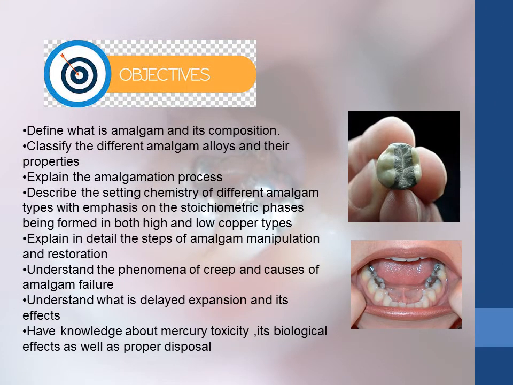So the objectives are to define what is amalgam and its composition, classify the different amalgam alloys and their properties, explain the amalgamation process, describe the setting chemistry of different amalgam types with emphasis on the stoichiometric phases being formed in both the high and low copper types. Explain in detail the steps of amalgam manipulation and restoration. Understand the phenomena of creep and causes of amalgam failure. Understand what is delayed expansion and its effects, and have knowledge about mercury toxicity, its biological effects, as well as the proper disposal of mercury.